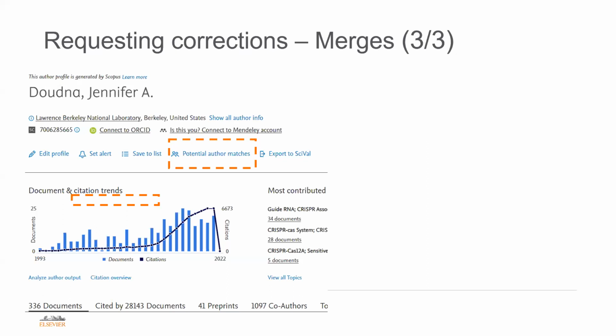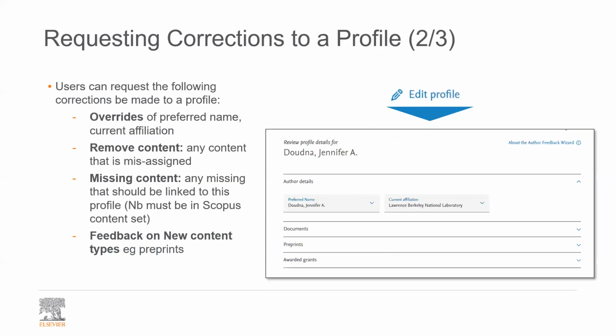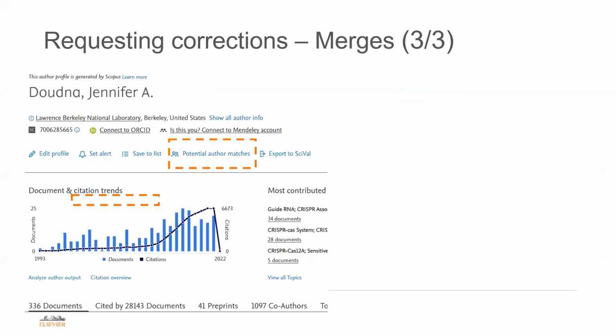So these are the different ways on how you can request a correction on your author profile. Firstly, by going to the edit profile, and then secondly, to complete the wizard. The wizard is going to ask you questions. You can complete the wizard, and then you can also click on potential author matches to make sure that the algorithm didn't accidentally miss one of your publications and put it under a potential name.